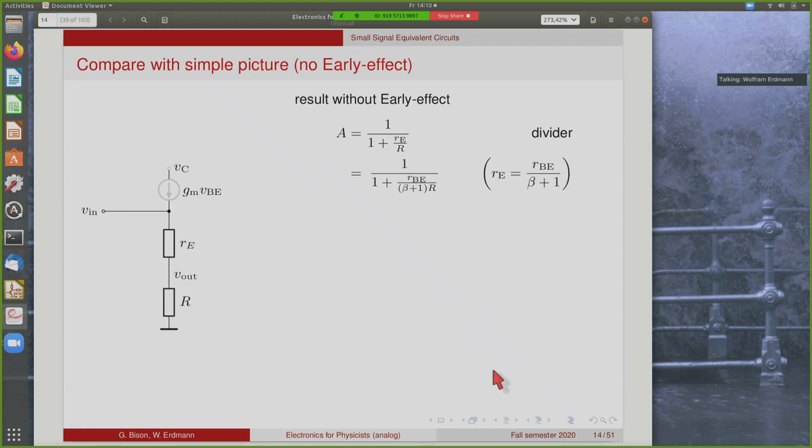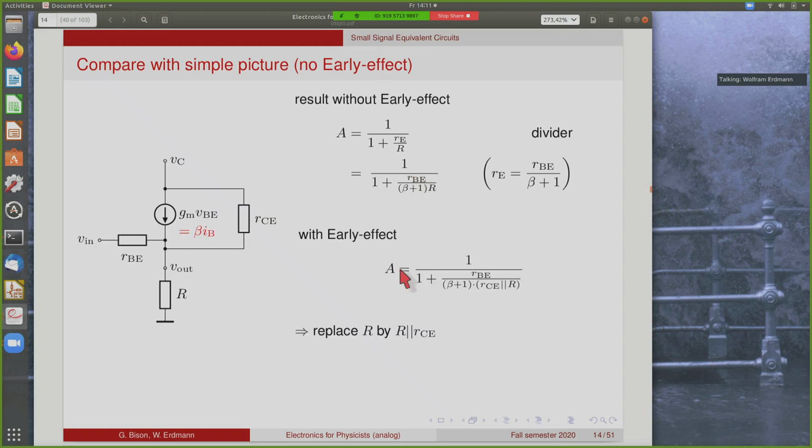We can compare this with the simple picture that we had before without the early effect. There the result was that the amplification is 1 over 1 plus the emitter resistance divided by R, and the emitter resistance is the base emitter resistance divided by beta plus 1, as we've seen before. So this is the term that we have to compare with our new result. With the early effect, we have this expression.